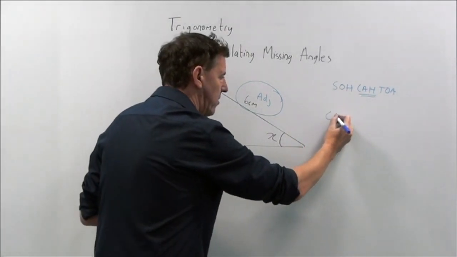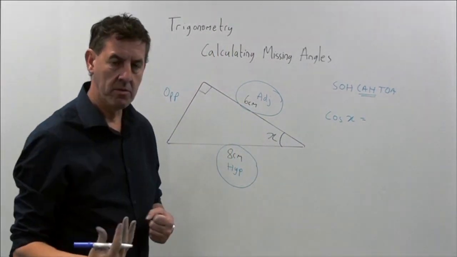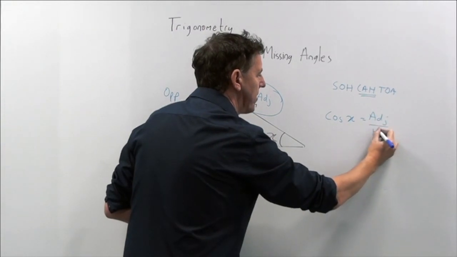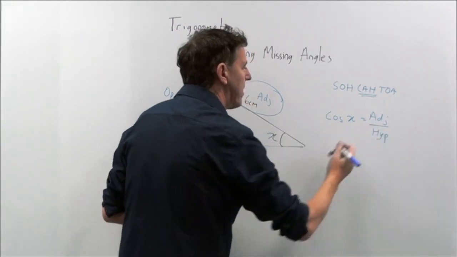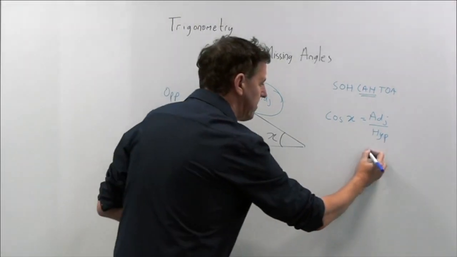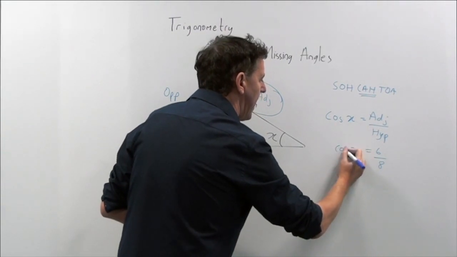I'm setting up now. Cos of x, cos of my angle, is equal to adjacent over hypotenuse. What do I now do? I just place in the sides. The adjacent side is 6 centimetres. The hypotenuse side is 8. And here we go again.